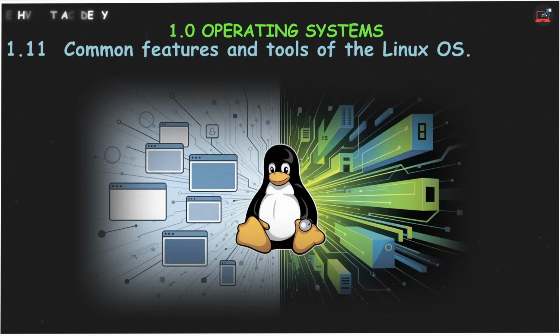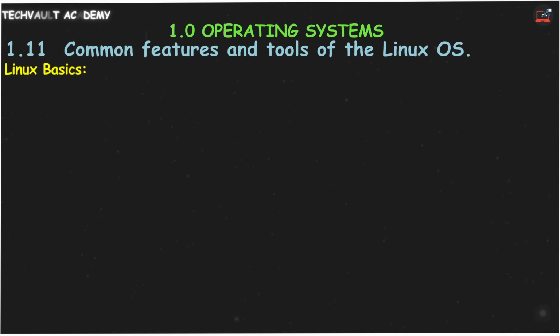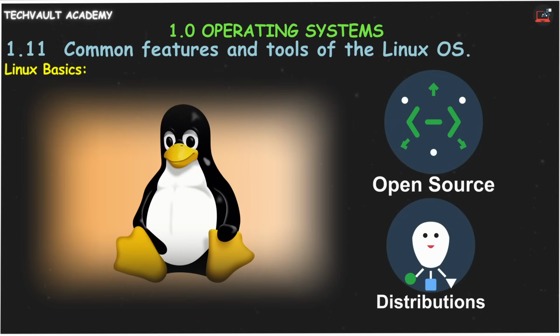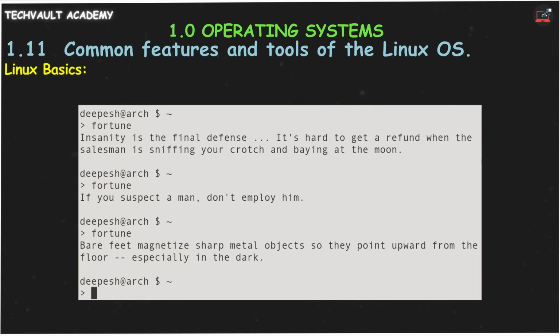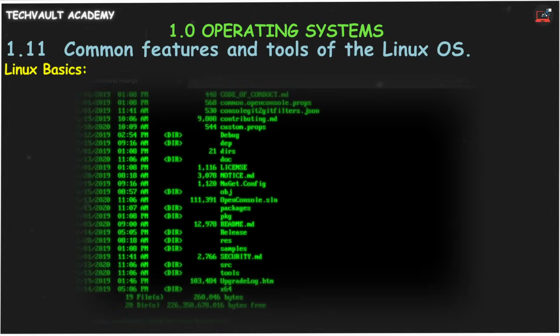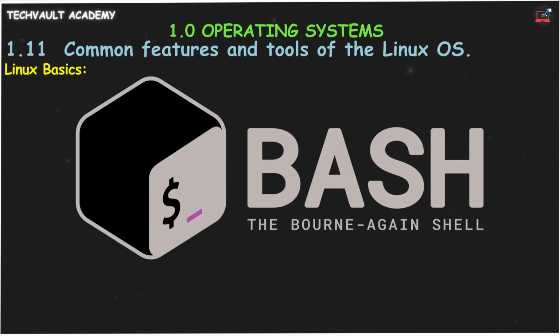Linux Basics. Linux is an open source operating system, meaning its source code is freely available, and anyone can modify and redistribute it. This has led to a vast ecosystem of different Linux distributions, distros, each with its own unique features and package management systems. The command line is king in Linux. You interact with Linux primarily through the terminal, which uses the bash shell, the command interpreter, to execute commands. Mastering the command line is essential for working with Linux.